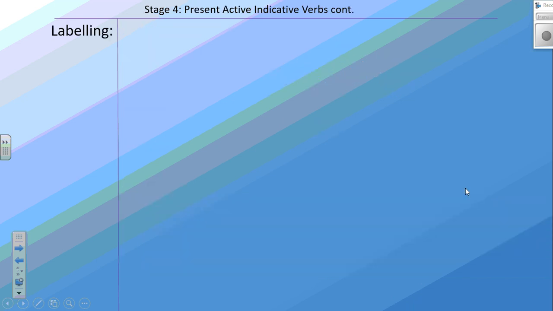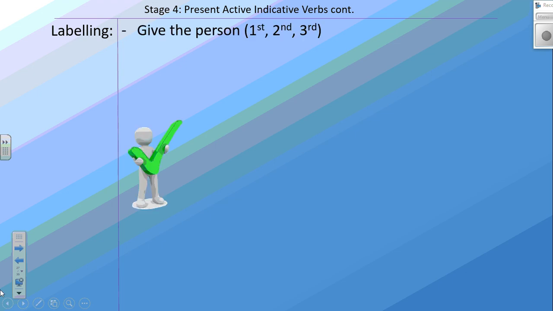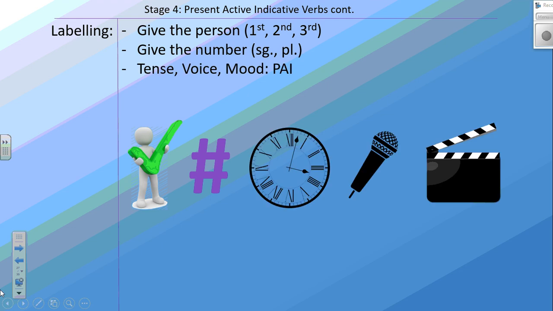Right, and when you see these in a sentence, you are going to label them. So far, you know you circle your verbs. So what else do you need to do? You need to give the person, whether it's first, second, or third, which you can determine from the ending, and the number, singular or plural, which again you'll determine from the ending. And then you'll give me the tense, voice, and mood.